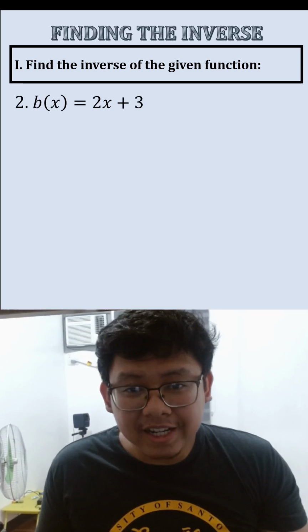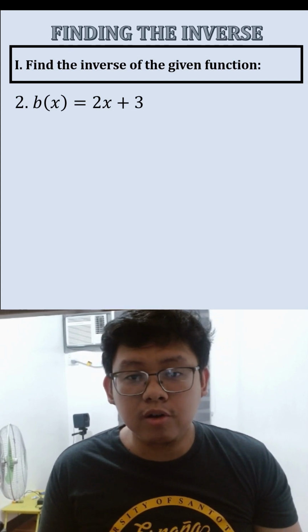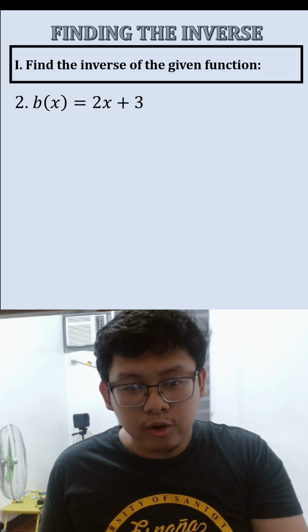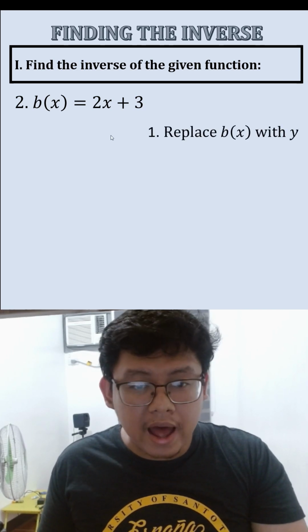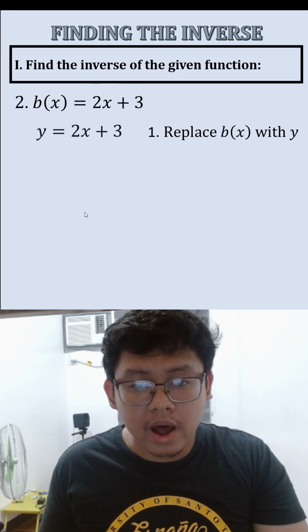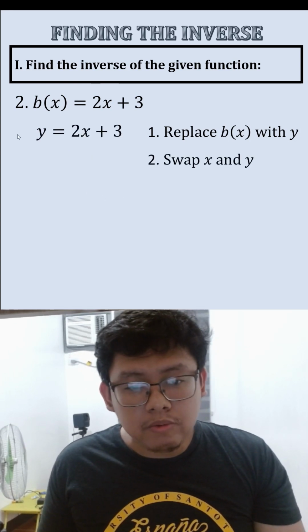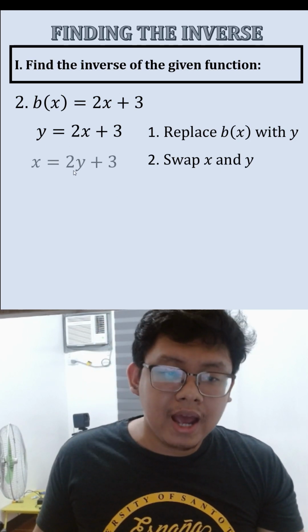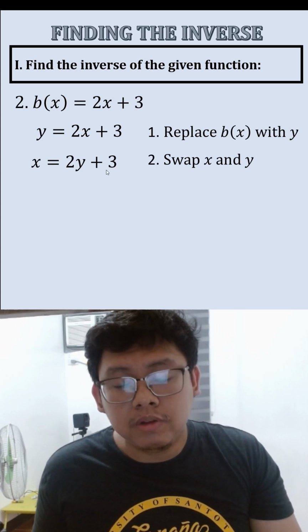All right. Okay, let's have another example. For example, we are going to find the inverse of the given function b of x is equal to 2x plus 3. First, we will start with replacing the function notation with y. So we will change b of x to y, and then we will swap x and y. We will interchange, changing y to x and then x to y. So we have x is equal to 2y plus 3.